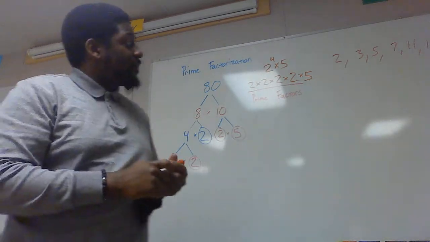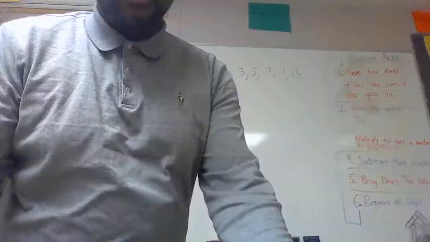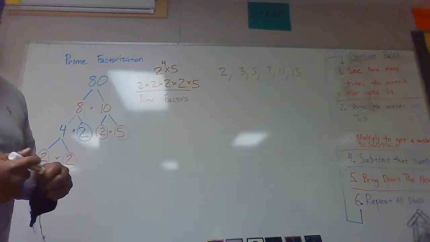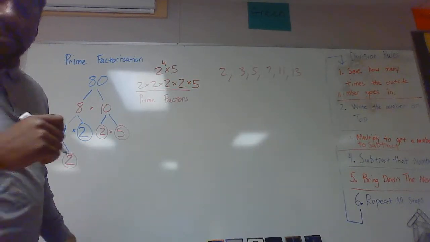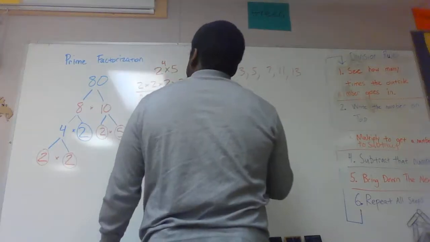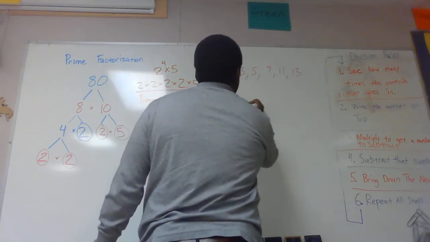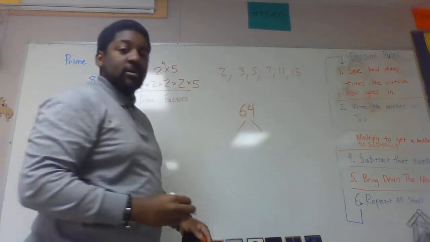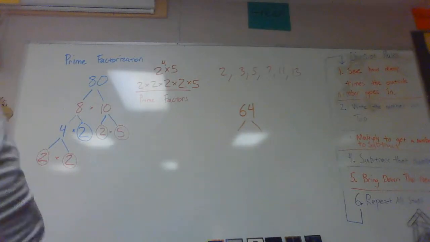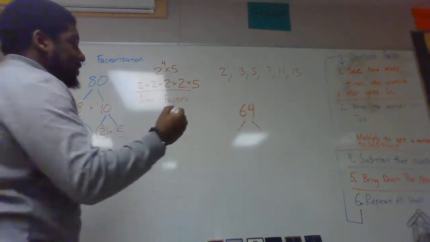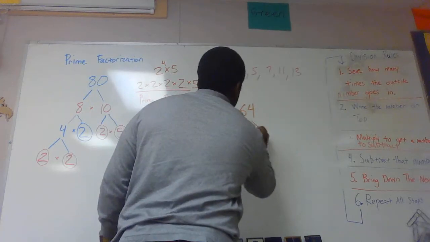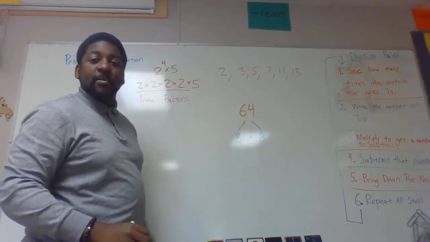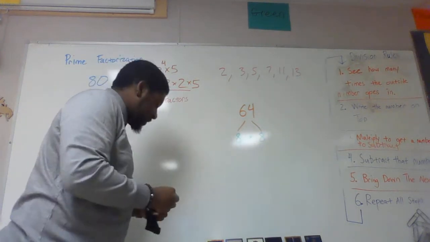Let's try one more of these. I know this video is getting a little bit long, guys, but thank you for watching. So we're going to try one more number on here. I'm going to use the number, let's say 64. There's definitely a lot of ways to make 64, but I like 8 times 8. Those aren't prime numbers, so I'm going to break them down again.